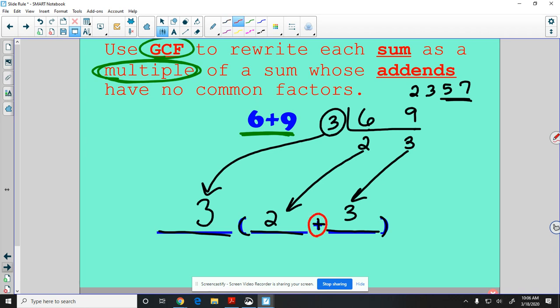Notice that there's an addition sign in the center. The reason we use an addition sign is because we were using an addition sign up here. If it were a subtraction sign, we would have put a subtraction sign in it. But that's not what we have. Alright, so the outside piece is the GCF.